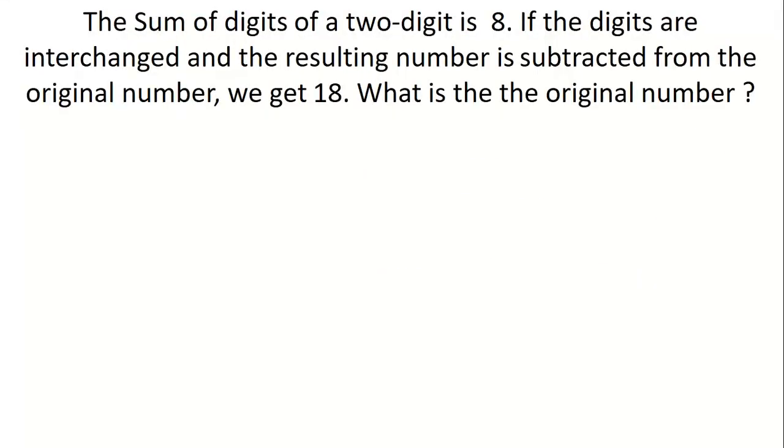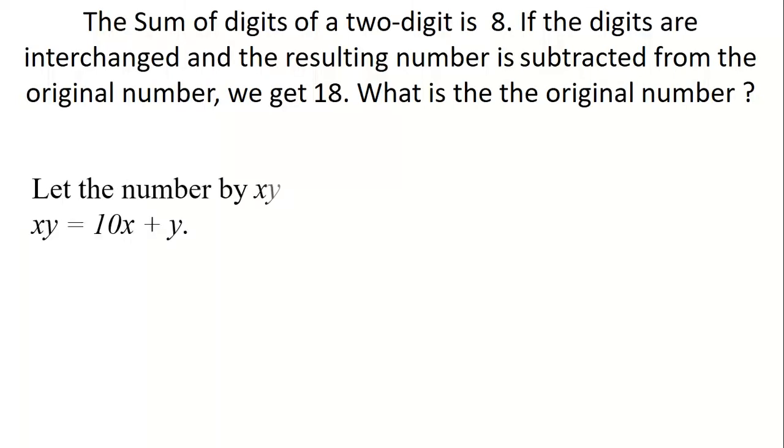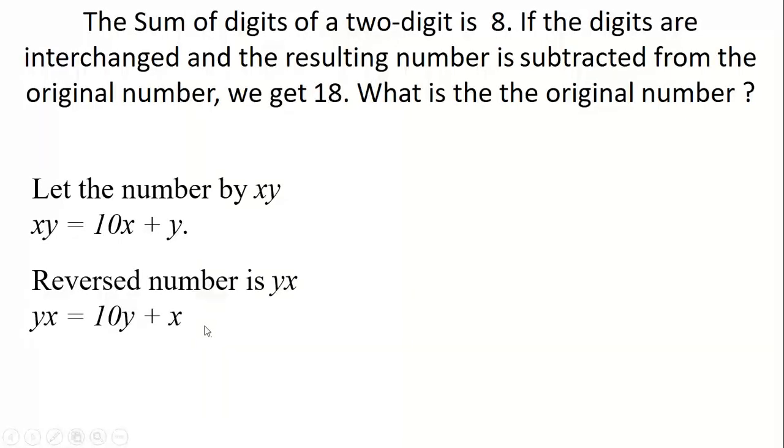The question reads as: the sum of digits of a 2-digit number is 8. If the digits are interchanged and the resulting number is subtracted from the original number, we get 18. What is the original number? Okay, so let the number be xy, where xy is nothing but 10x plus y. And the reverse number of xy is yx, where yx is equal to 10y plus x.